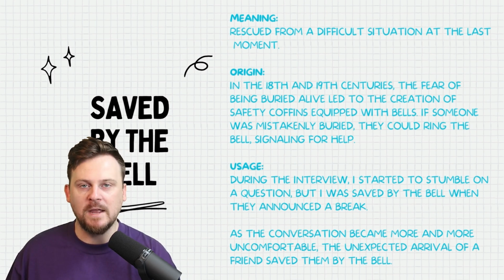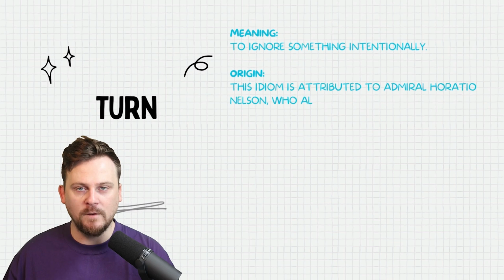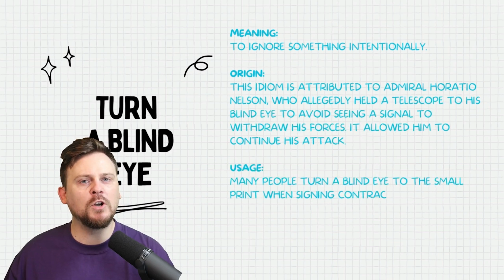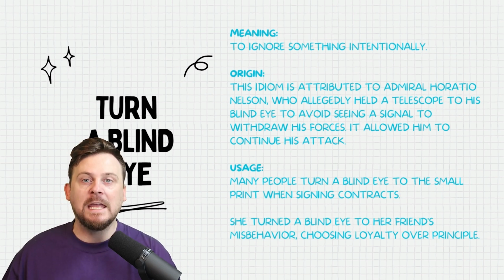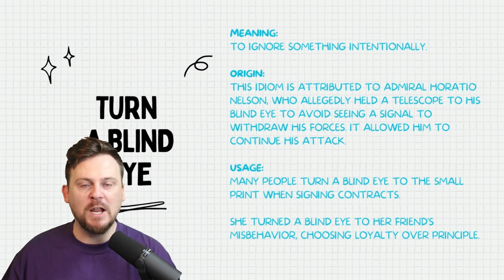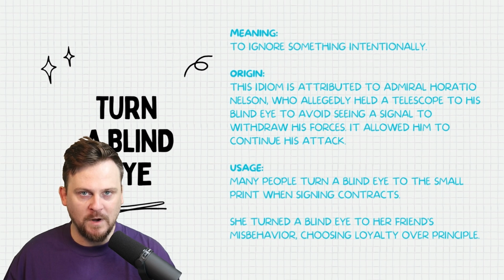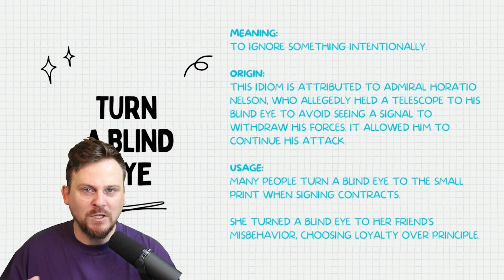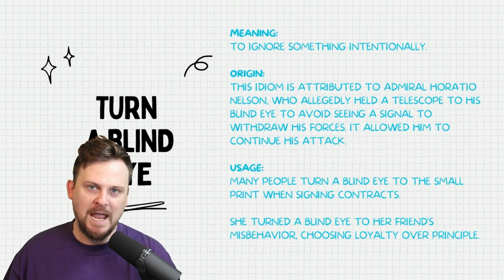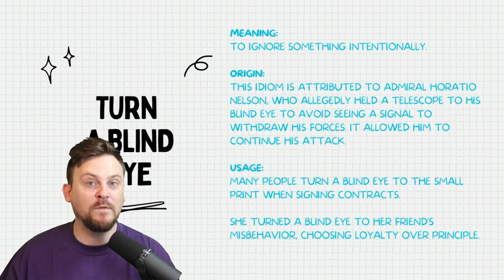Okay, finally, the last one we're going to talk about is to turn a blind eye. To turn a blind eye. Now, in this one, the general origin of this is attributed to an admiral, right? Admiral Nelson, who, this is what I've heard, held a telescope to his blind eye to avoid seeing a signal to withdraw his forces, and that allowed him to continue fighting.